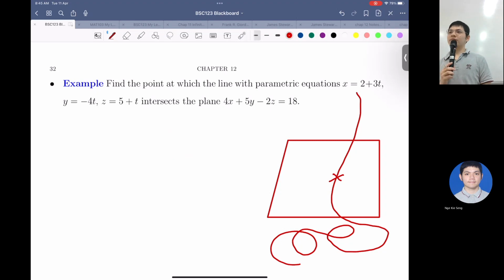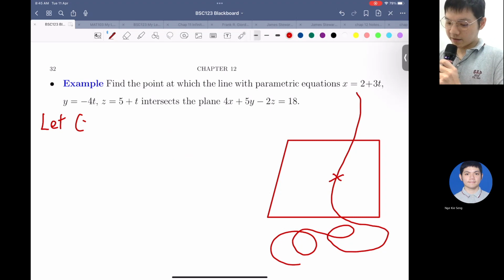So you need to make them equal. What do I mean by make them equal? The intersection point is on the line and is also on the plane. So this x, y, z satisfies both equations. Makes sense? So let me write what I meant. Let (x1, y1, z1) be the intersection.